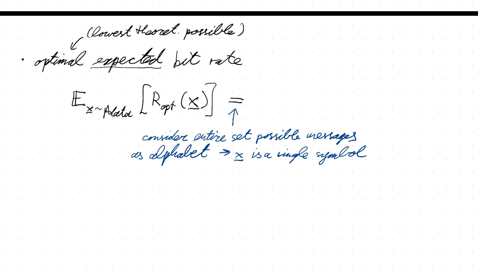And then we know that the expected code word length, which is the expected number of bits for that symbol, is in the optimal case the entropy of P data plus some epsilon. So we get the same result now also here. The expected bit rate in this interpretation is now the entropy of the data distribution.